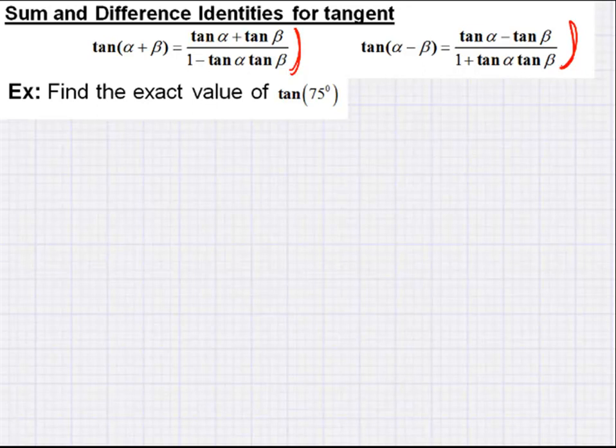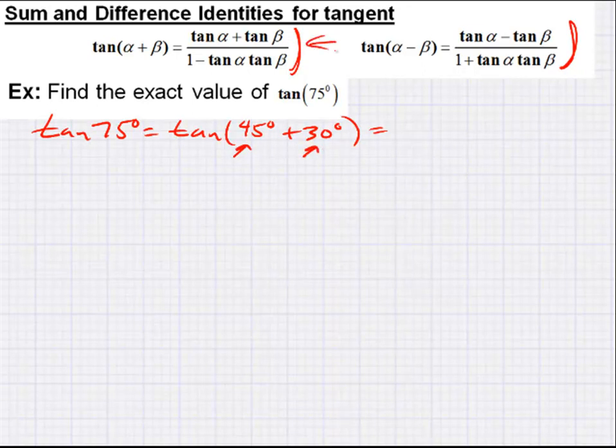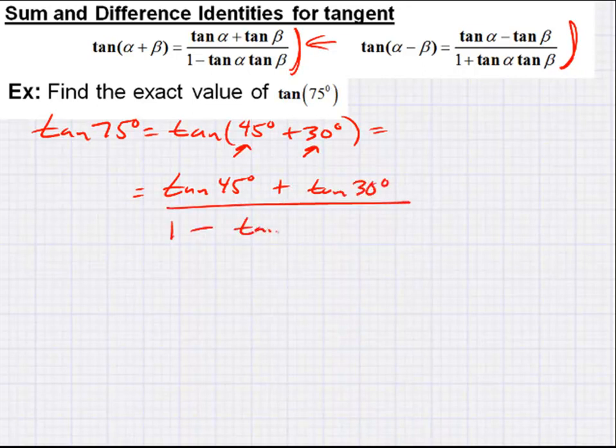These are a little bit trickier in that simplifying can get kind of complicated. But generally it's the same pattern to what we were doing before. So I go tan 75 degrees. Well, 75 degrees is the same thing as 45 plus 30. Think of this as my alpha and this is my beta, and I plug it into this sum identity here. So I should get the tan of 45 degrees plus the tan of 30 degrees over 1 minus the tan of 45 degrees, tan of 30 degrees.